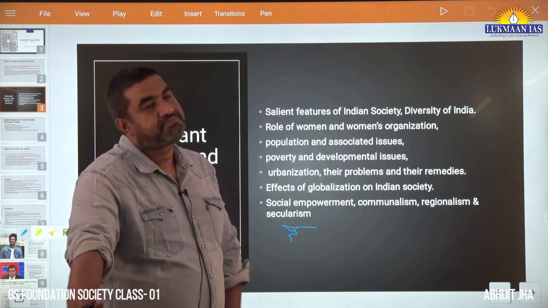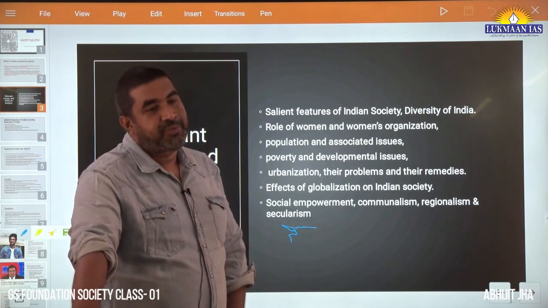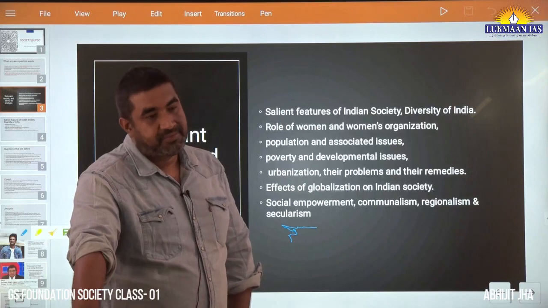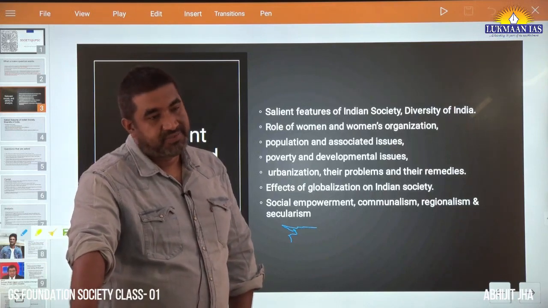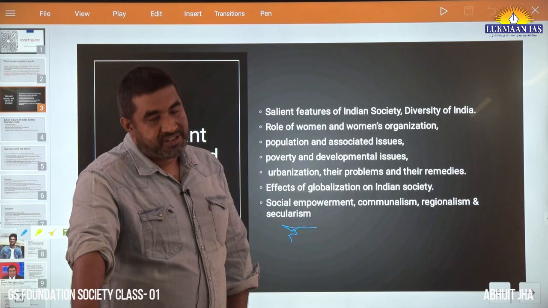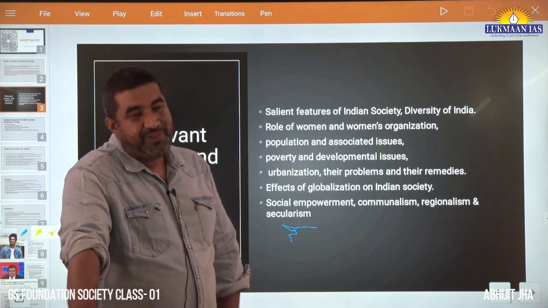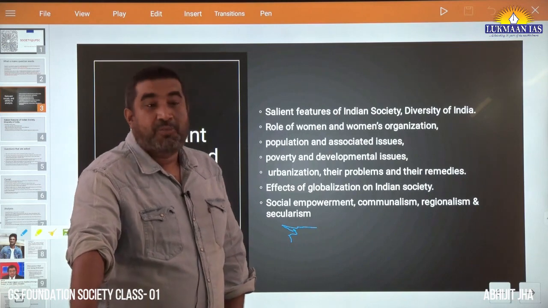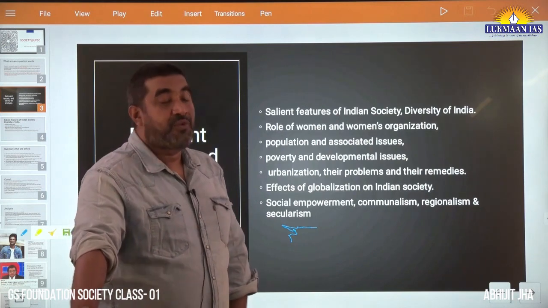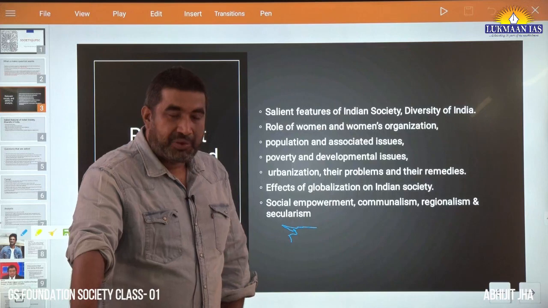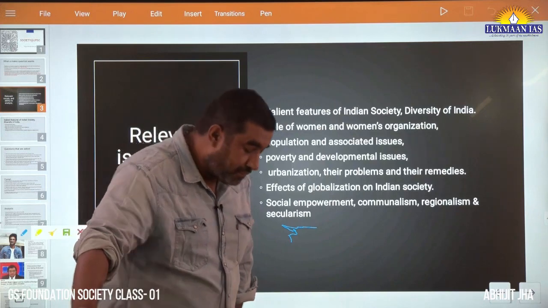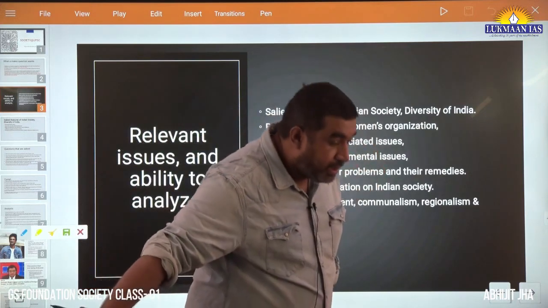Communalism. Every other day there is news of communalism somewhere, mob lynching because of a cow. Okay, mob lynching because of anything. Mob lynching is also happening because of a WhatsApp forward. So, honor killing will also come under communalism. Honor killing will also come under communalism.